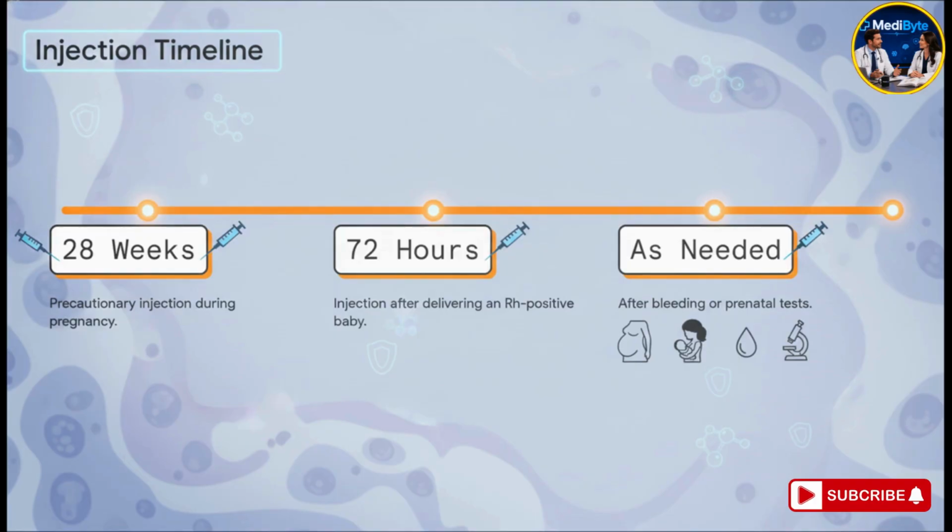It's also given as needed if there's any event where blood might mix early, like episodes of vaginal bleeding or prenatal tests like amniocentesis or chorionic villus sampling. It ensures maximum protection exactly when the vulnerability is at its absolute highest.